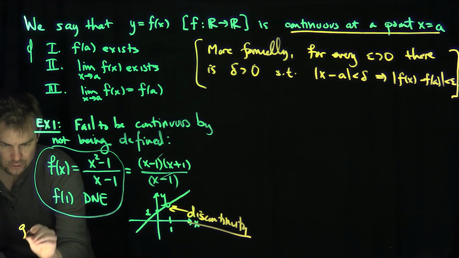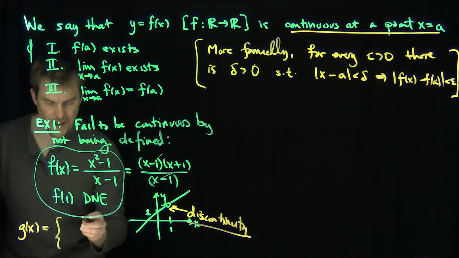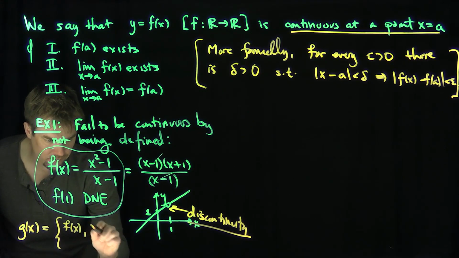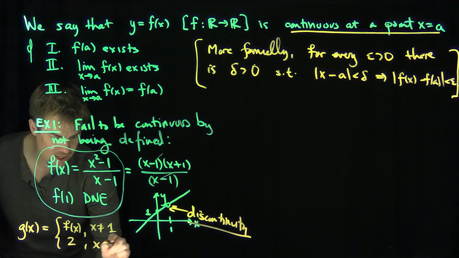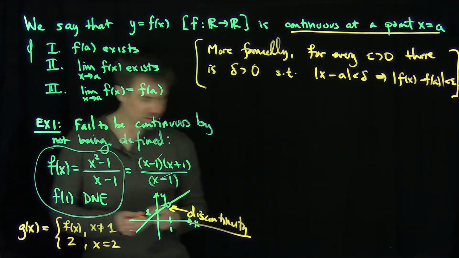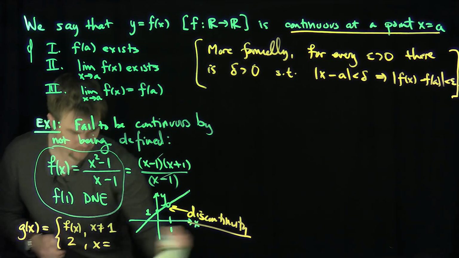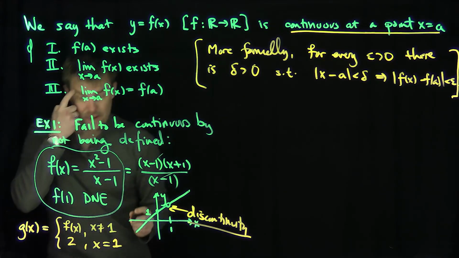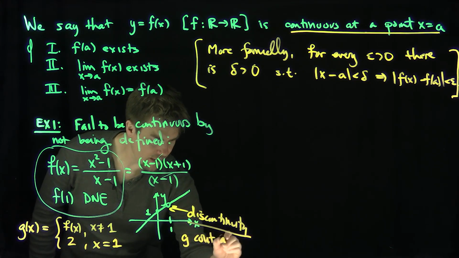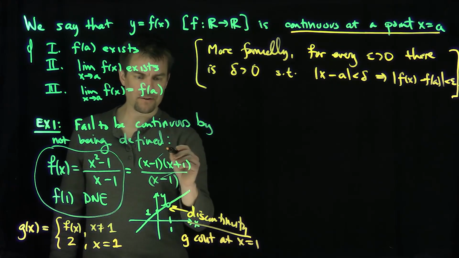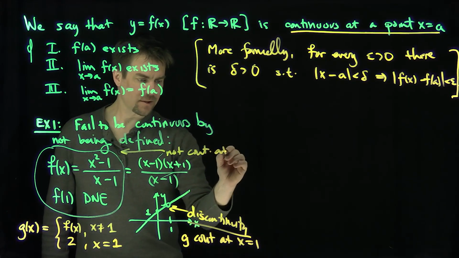However, if I look at this function over here, g of x, now of course, what should it be? It should just be equal to 2. I can define g of x to be f of x for x not equal to 1, and I can define g of x to be equal to 2 if x is equal to 1. Now you can show that this function g is continuous at x equals 1. This function f is not continuous at x equals 1.